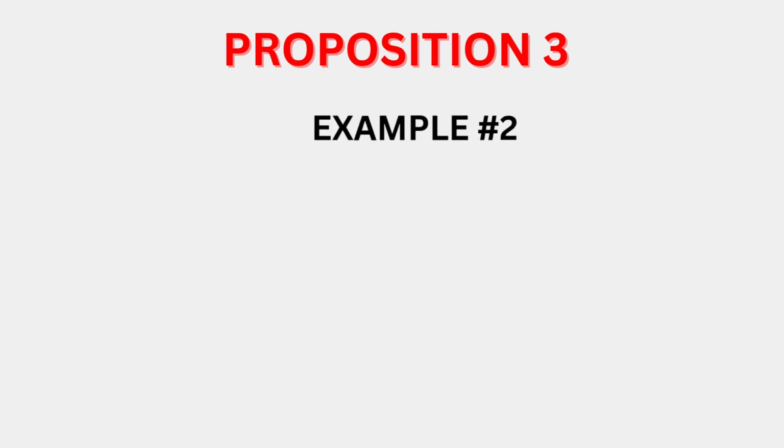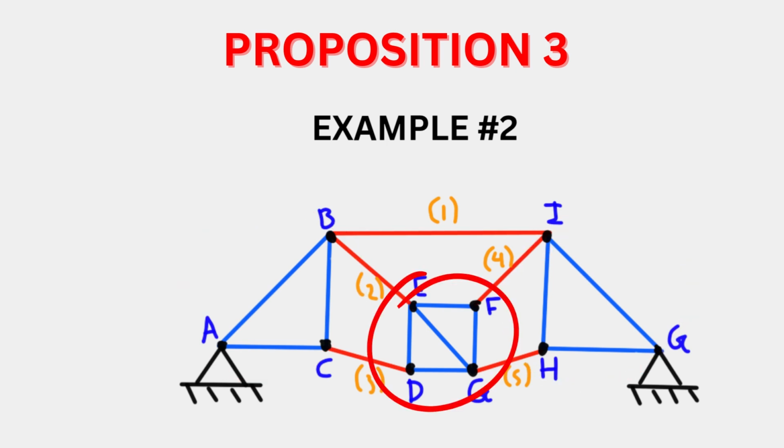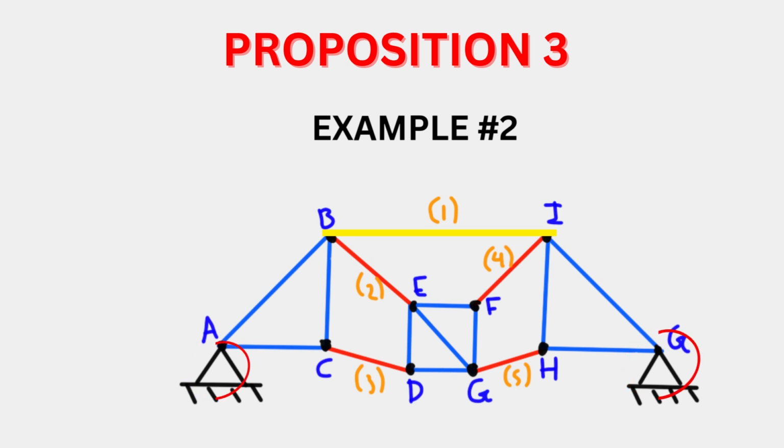In this special case, we have three rigid parts: ABC, IGH, and EFDG. Each pair of them is connected by two bars. The triangle ABC connects with IGH through bar 1, and with the ground through the hinges at points A and G. It also connects with EFDG through bars 2 and 3, while IGH connects with EFDG through bars 4 and 5. Since all three rigid parts are connected in pairs by two bars, the whole structure is rigid, exactly as stated in proposition 3. That's it for today.